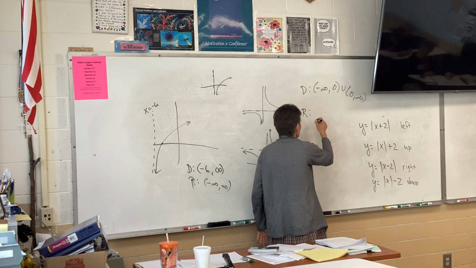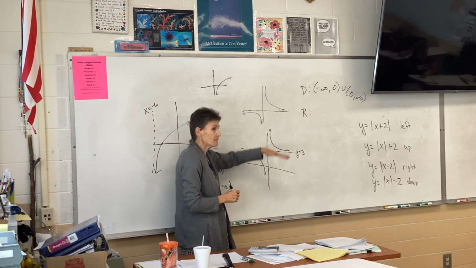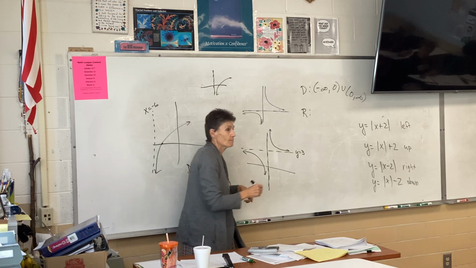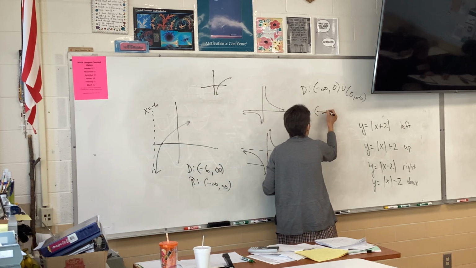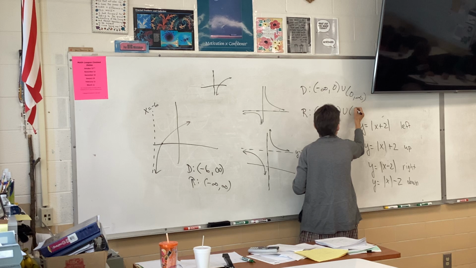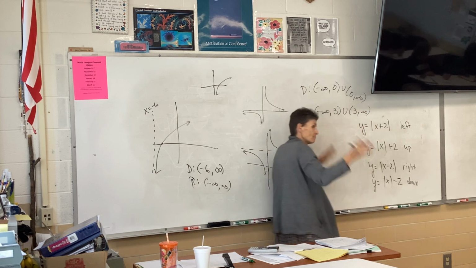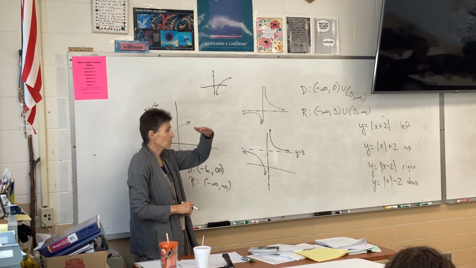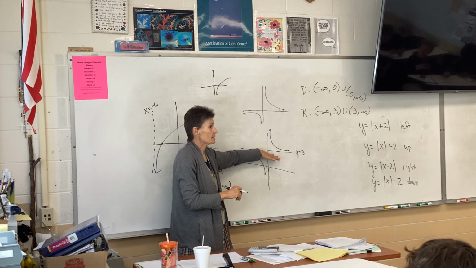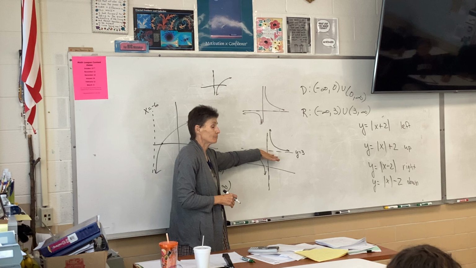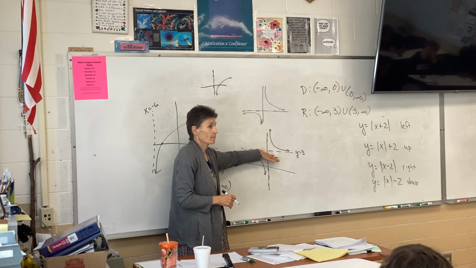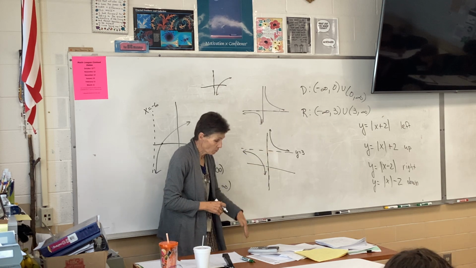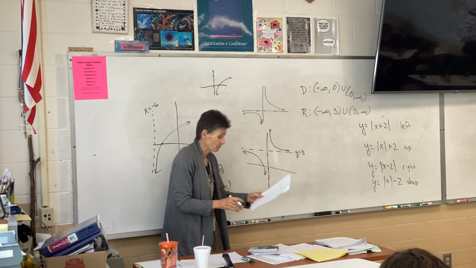Now, tell me about the range. Range is up and down. Take a shot. Negative infinity to 3, with a parenthesis, and then 3 to positive infinity. Bingo. That's exactly right. Why can't that 3 be included? Because it's now an asymptote. That's a tough one. Good work.